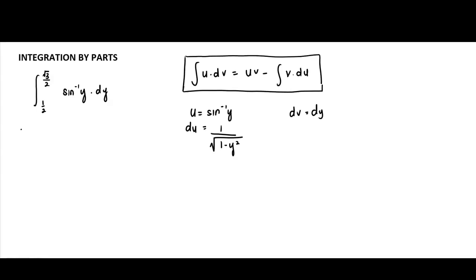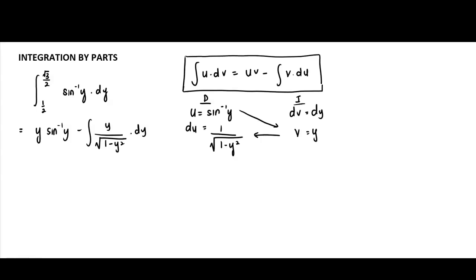When you integrate dv, you're going to get v, and when you integrate dy, you're going to get y back. So this is your D, this is your I: differentiate, integrate. Alright, so now let's put it into our equation. First you take uv, u multiplied by v, so uv will be, in this case, y arcsin y, minus the integral of v du, which is going to be y over the square root of 1 minus y squared dy.